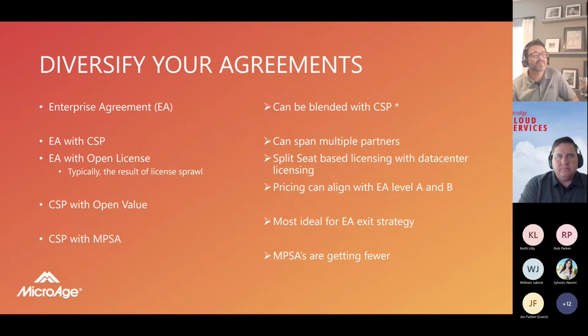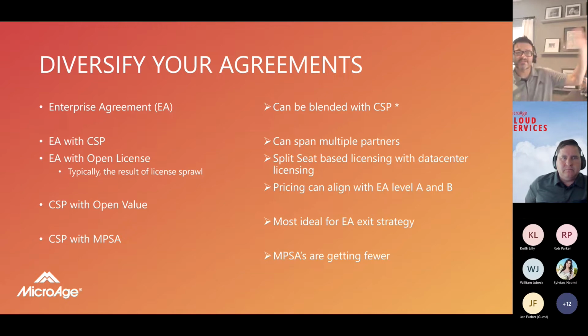Like I said, the EA can be blended with CSP. You can do an EA with a CSP that can span multiple partners. You can do an EA with open license. Open license has been discontinued, but there are still customers out there that prior to December of last year bought a bunch of them and they've got them around. This is typically the result of license sprawl. So if you are an EA customer and you do have a bunch of open licenses floating around out there because somebody in some department didn't know you were on an EA and they just went and bought some licenses themselves, we do see this commonly, right? That's a very common thing.